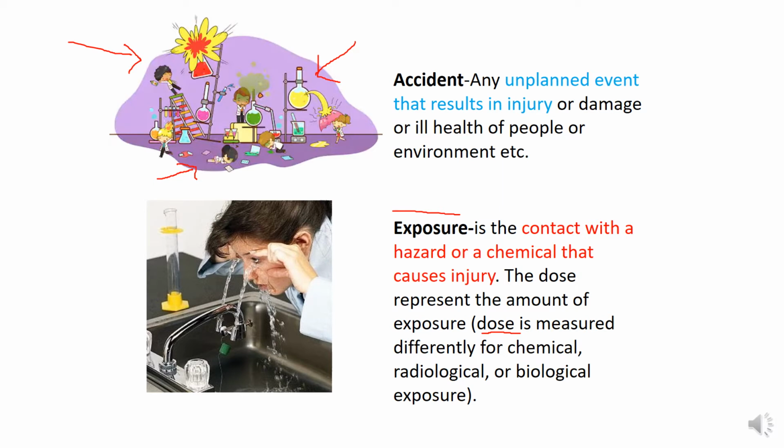This dose is defined, for example, like a certain milliliter of chemical spill on our body, so it is not dangerous, right? And similarly, if there are certain limits of the dose of radiation, for example UV light, it is not dangerous, but if we cross the limit, then it is dangerous. So this exposure limit is also very important while working in the lab.